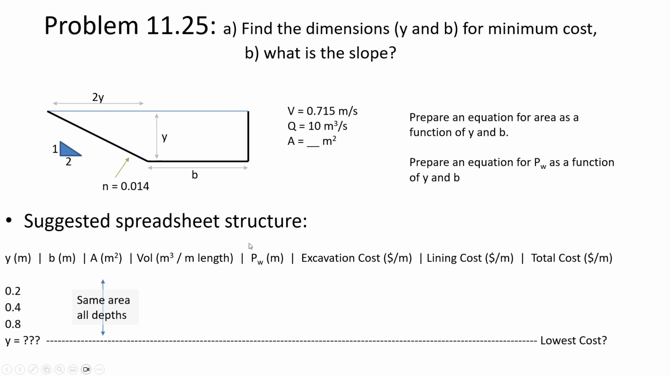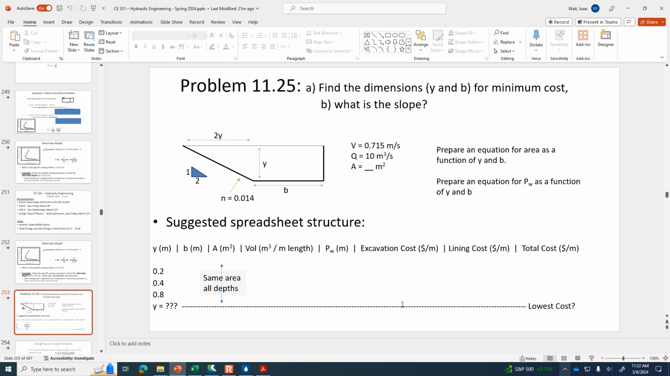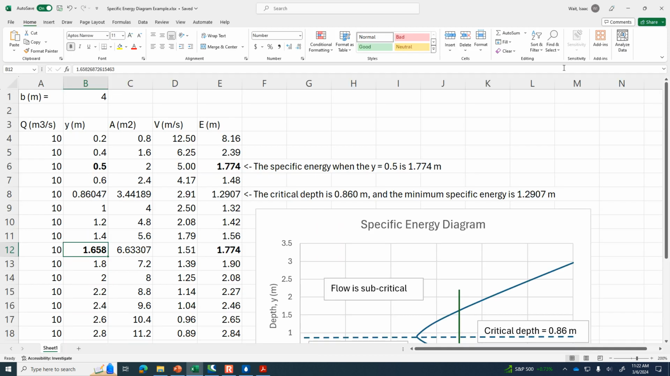And then same thing with the wetted perimeter. They tell you what's the cost of lining, so you can calculate the lining cost for that depth and the total cost. And so play around with all the possible combinations of depths and bottom widths, and then find out which is the one that gives you the lowest cost. And so you can do that manually. You could use Solver.